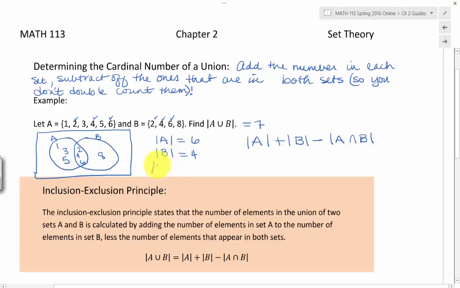And so if I find that A intersect B's cardinal number, I'm looking at this intersection, I see 1, 2, 3. So the cardinal number for the intersection is 3 for this example. And then when I put my numbers together, I have 6 plus 4 minus 3. And from there, I get 6 plus 4 is 10 minus 3. That's where I can get the 7.